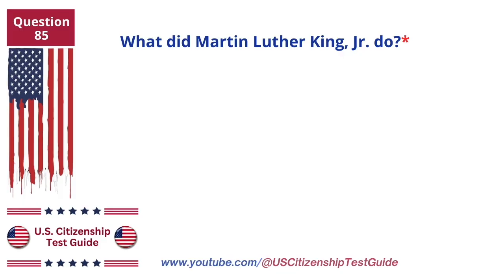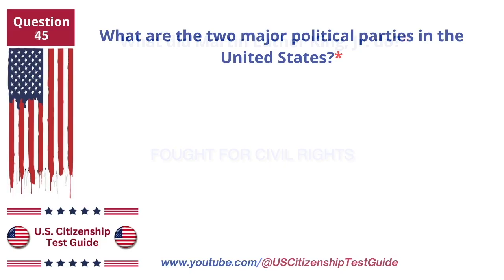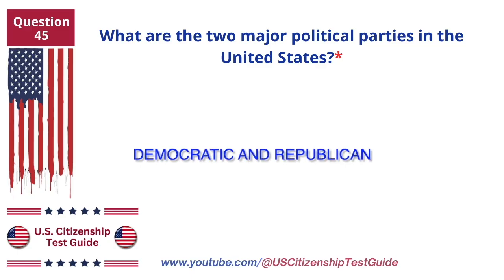What did Martin Luther King Jr. do? Fought for civil rights. What are the two major political parties in the United States? Democratic and Republican.